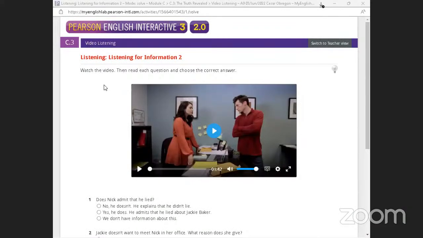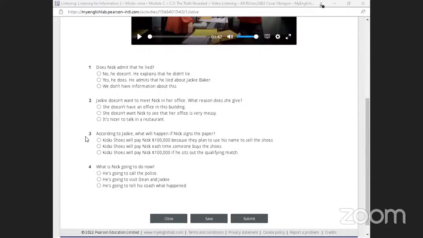Okay. So listening for information number 2, read each question and choose the correct answer. Number 1. Okay, let's do it. Does Nick admit that he lied? No, he doesn't. He explains that he didn't lie. Okay, number 2. Jackie doesn't want to meet Nick in her office. What reason does she give? It's nicer to talk in a restaurant.